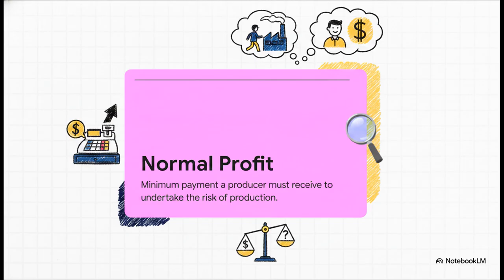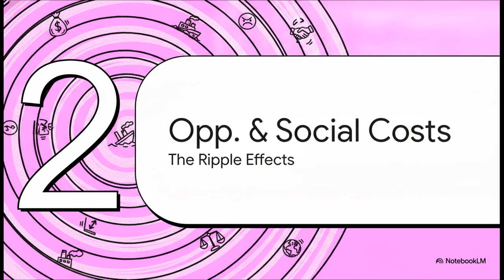Moving right along to section 2, opportunity and social costs, the ripple effects of production. Let's look at how this builds into a much broader picture, because every single business decision creates ripple effects, forcing sacrifices for the firm and often for the wider world.